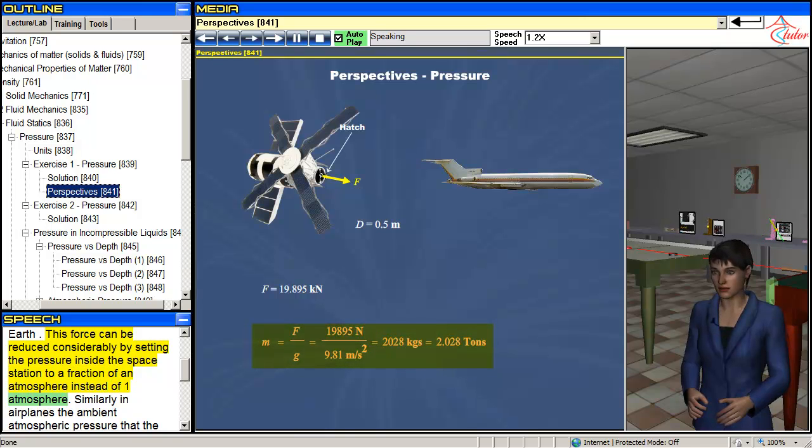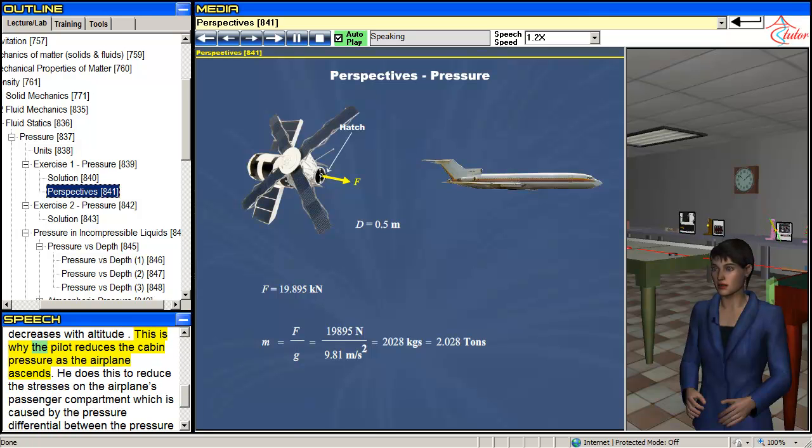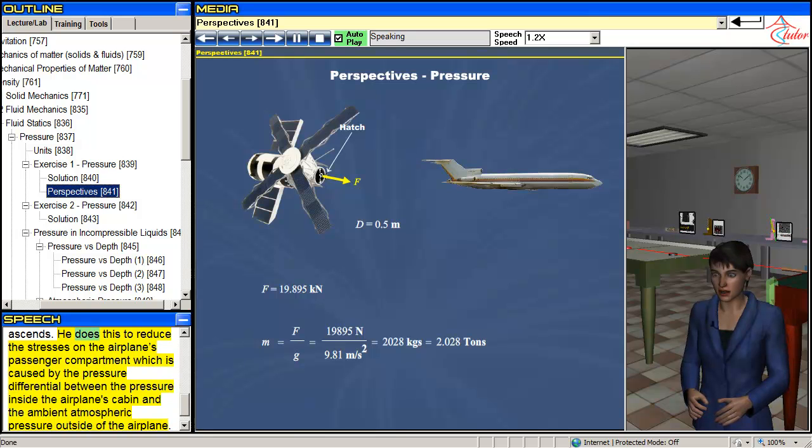instead of 1 atmosphere. Similarly, in airplanes, the ambient atmospheric pressure that the airplane is subjected to decreases with altitude. This is why the pilot reduces the cabin pressure as the airplane ascends. He does this to reduce the stresses on the airplane's passenger compartment, which is caused by the pressure differential between the pressure inside the airplane's cabin and the ambient atmospheric pressure outside of the airplane.